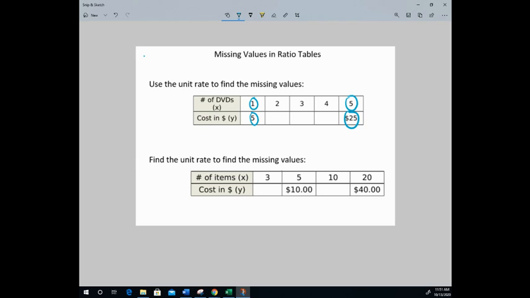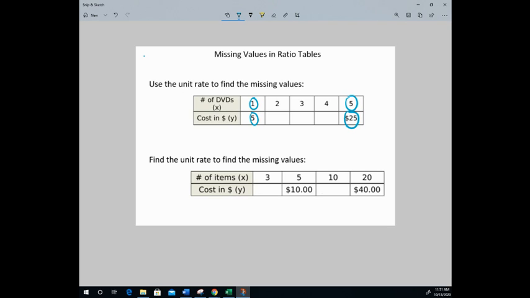Well, we can do that by using the unit rate. Remember, with unit rate, we're looking for how much one of something would be. So one DVD is 5. So you need to think, well, what could I multiply by 1 in order to get 5? 1 times 5 is 5. So we're multiplying by 5 each time to get the cost of DVDs.